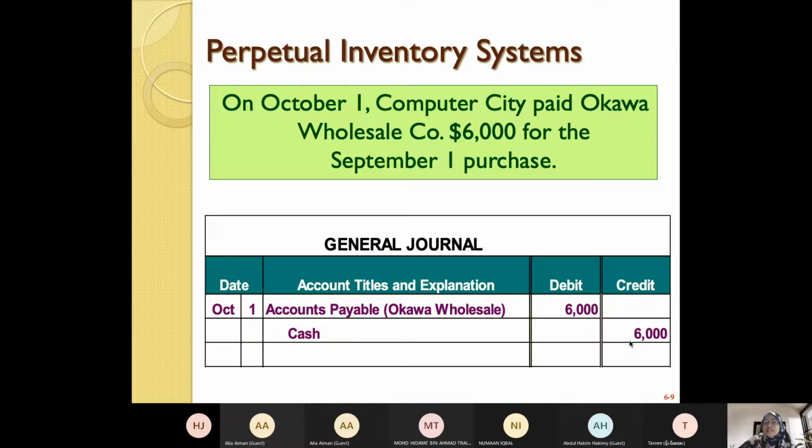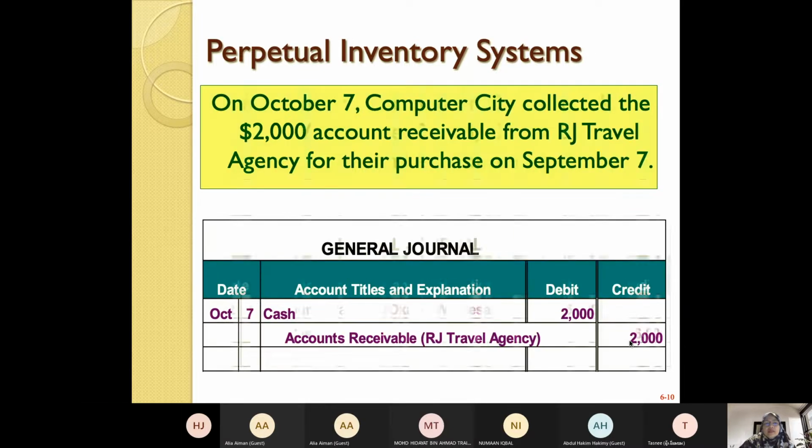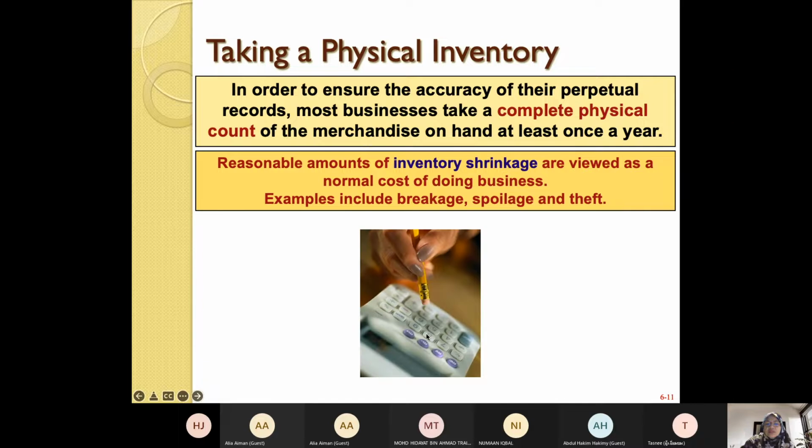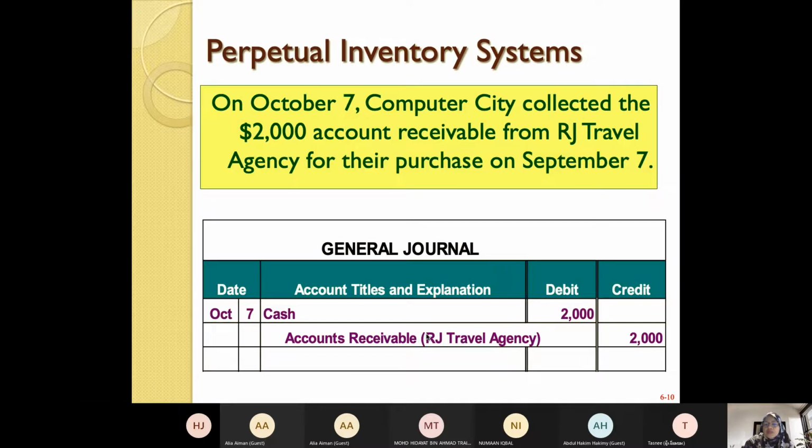Given a transaction, when the company purchases inventory, what would be the journal entries? When the company makes payments, what would be the journal entries? All this must be very clear. And then you collect money, 2,000, from your receivable. RJ Travel is your receivable, so you debit your cash, you receive cash, but you credit your accounts receivable because you are reducing your amount due from your receivable. Your accounts receivable reduces, that's why you credit.